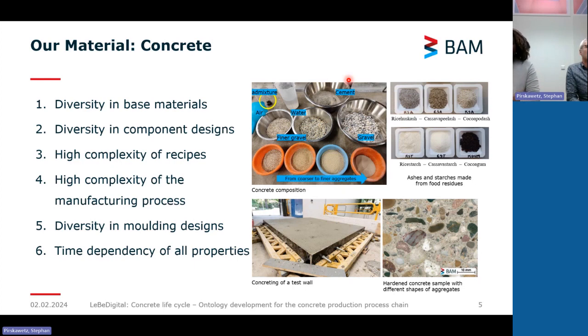For example, you can see on the right side here different types of ashes and starches made from food residues. For example, rice husk ash, cassava peel ash, cocoa pod ash, which were made and incinerated here to put inside the cement. So the recipes of concrete that we can have are actually almost endless.